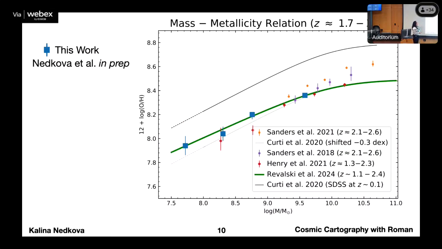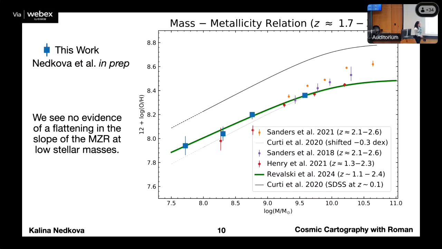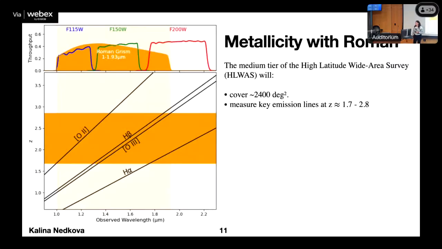So you can see, these points here are our new measurement. And you can see that there is no change in the slope from the high mass end to the low mass end, according to PASSAGE, which would imply that there is no change in the baryon cycle, at least at these redshifts that we're exploring.